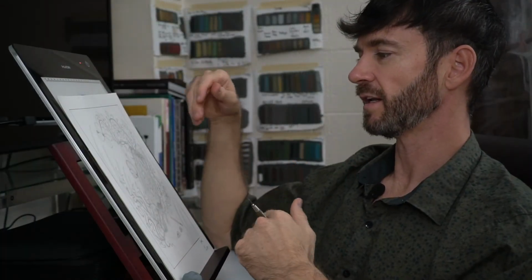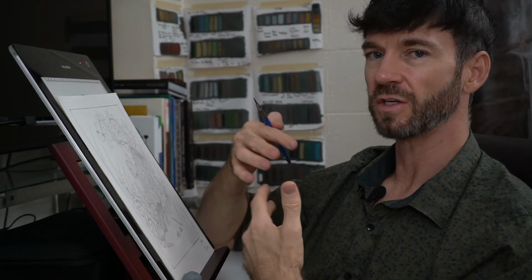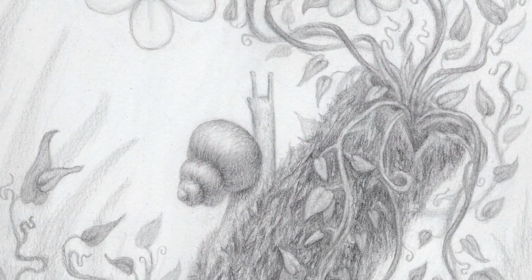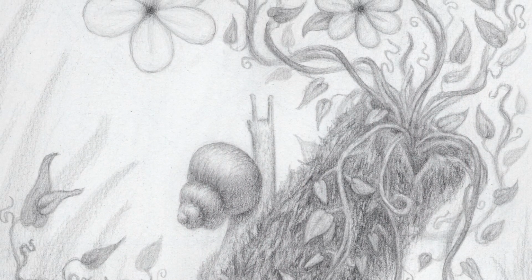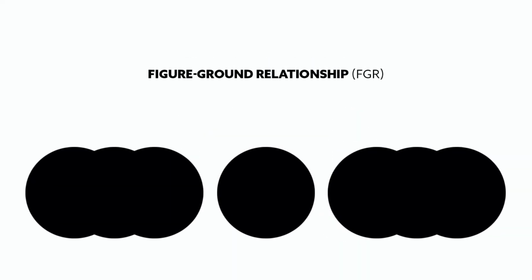So those are the techniques that we realize when we render mostly, but say figure ground relationship needs to be planned out in the beginning, so does the greatest area of contrast. You kind of need to know where you want to place your main subject and where that main focal point and contrast is going to go. Alright, so that's GAC, FGR, and aerial perspective.